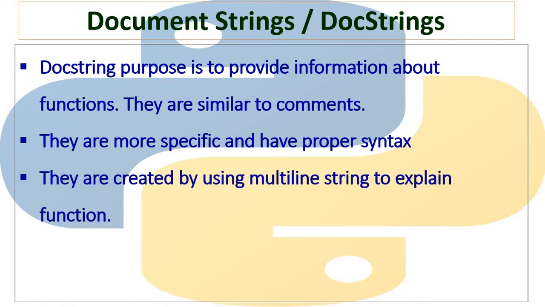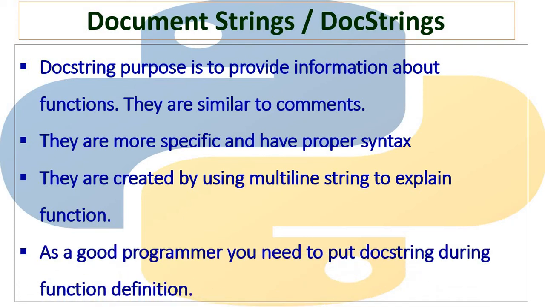They are created by using a multi-line string to explain the function. So when one has to write a document string in a program, he or she has to use a multi-line string, a multi-line comment, and that comment should explain more about the function's working. Now, how does it work?